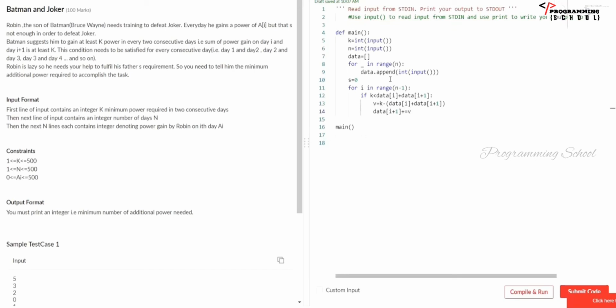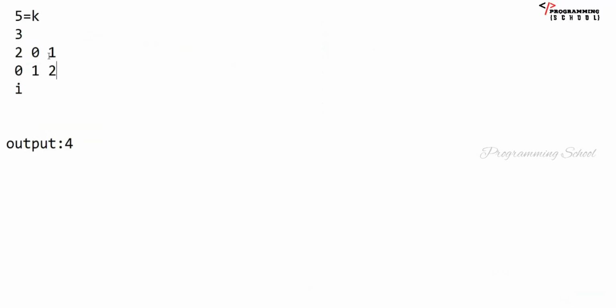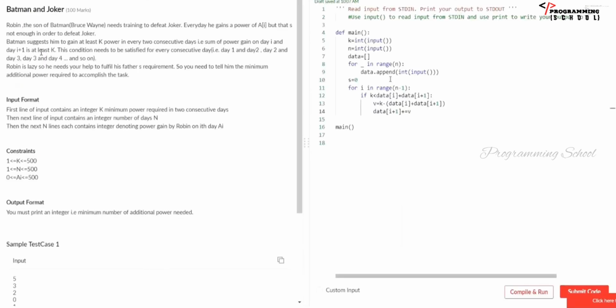Now after this I'm going to update the difference to this value also, right? 0 plus 3. That's why I'm going to write data of i plus 1 plus is equal to v. And I'm going to maintain the s value. S plus is equal to v here. Just simply I'm going to print yes. That's it. Nothing else.